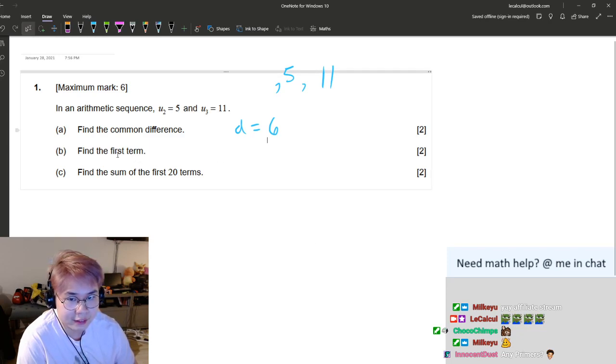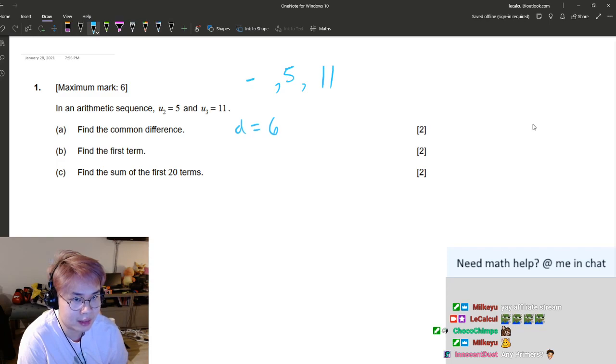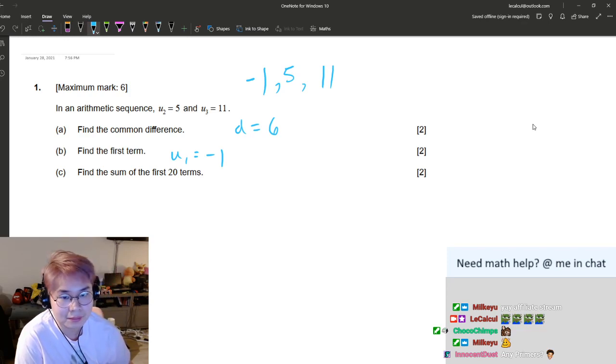And then we need to find the first term. Well, we have the second term, and we have the common difference, which is adding 6. So to get the first term, I'm just going to subtract 6, and then I'll get 1. Well, negative 1. So u1 is negative 1.